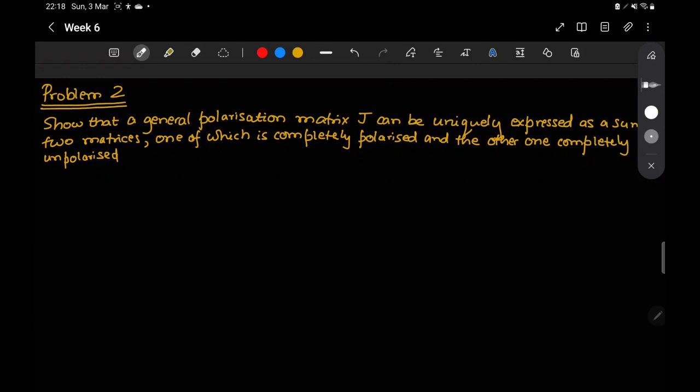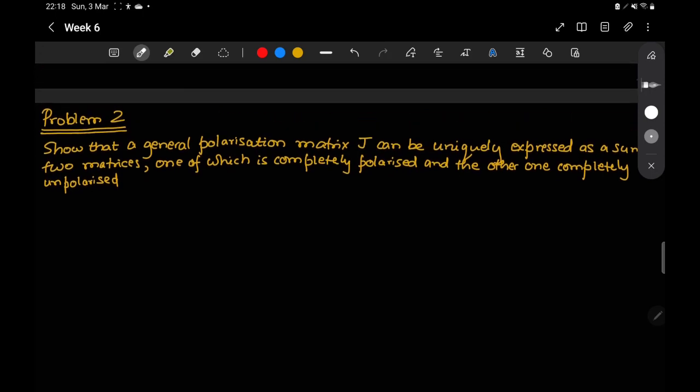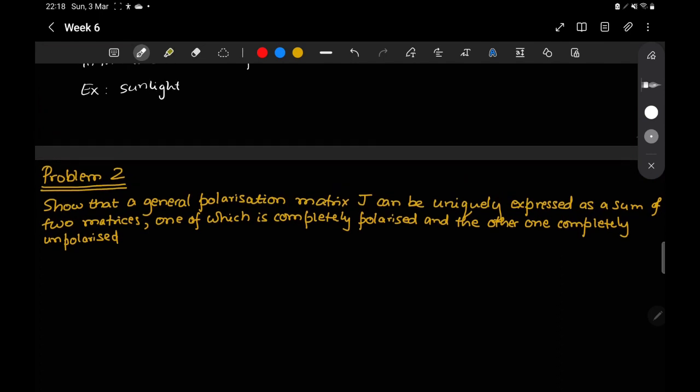So moving on to the next question. Show that a general polarization matrix J can be uniquely expressed as a sum of two matrices, one of which is completely polarized and the other one is completely unpolarized.